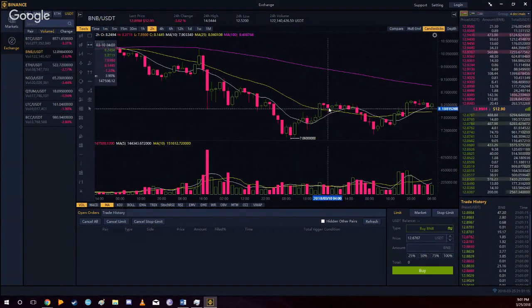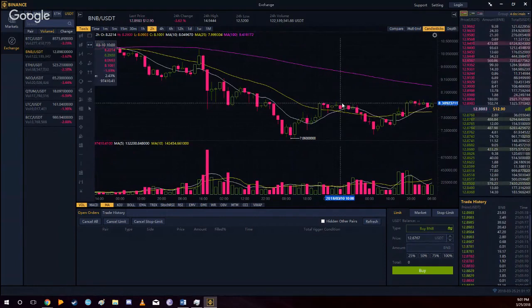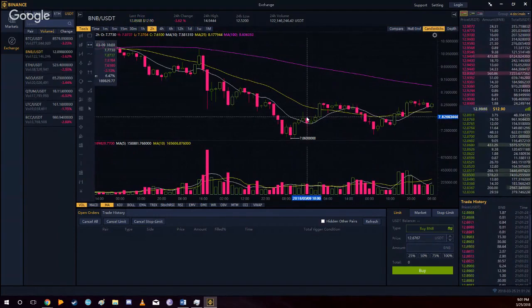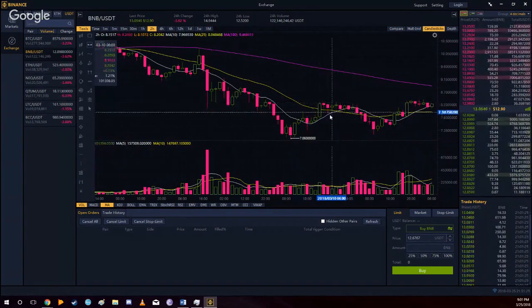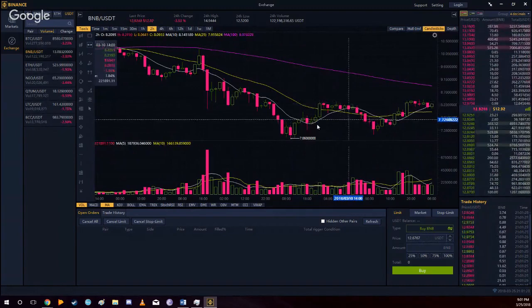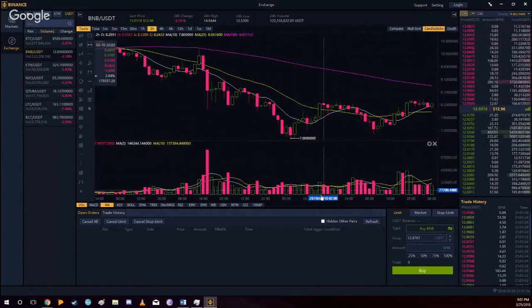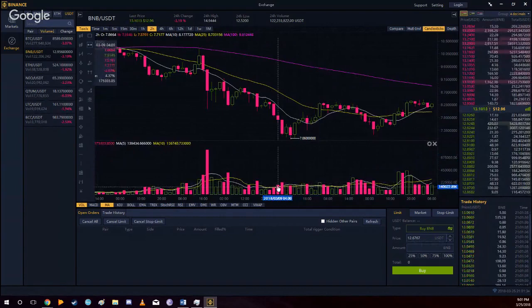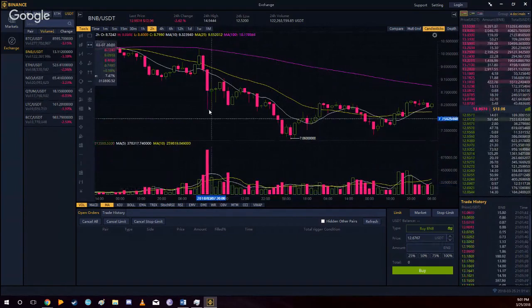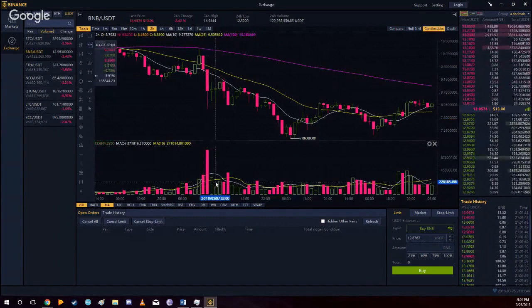So once it pierces MA25, it will mostly mean that the downtrend has ended. Some buyers are coming in. See, buyers, a lot of green volume coming in. That means buyers. Red here means sellers. A hell of a lot of sellers at this candle.